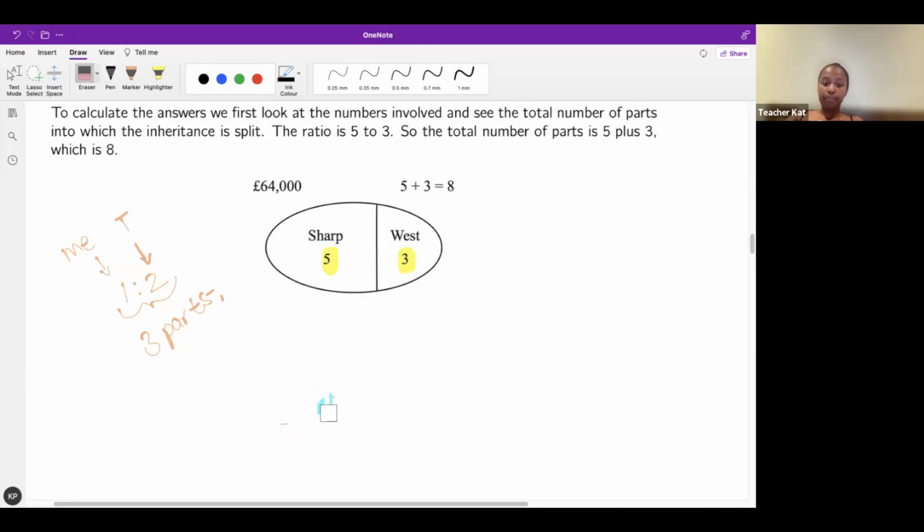You're welcome. Okay, guys, so I hope you all understand. All right, so if sharp takes 5, west takes 3, but there has to be 8 of them in total. Wonderful. So now let's go from here. Now I want to know how much one part is worth. Okay, so I know all of the 8 is worth 64,000 pounds, but I now want to know what one part is worth. How am I going to do that?